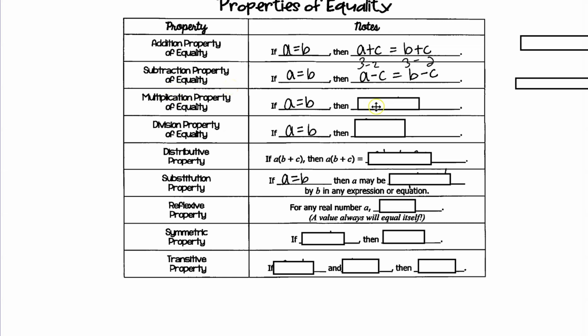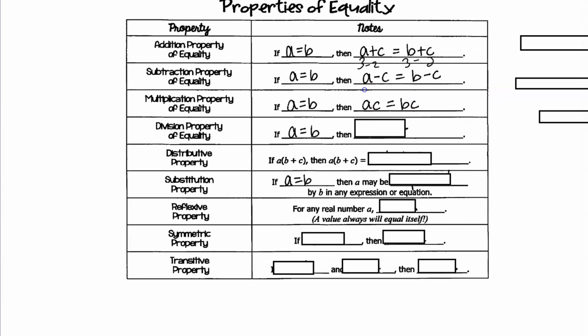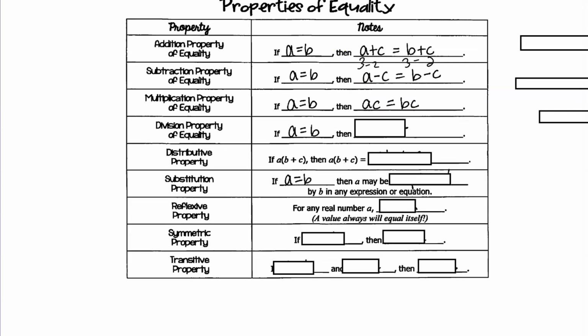Multiplication property of equality. If A equals B, then A times C equals B times C, making A and B the same. Let's look at it mathematically. 3 times 2 is 6. Well, we know that C is 2, so that has to be a 3 to make it equal to 6, so A and B are equal.